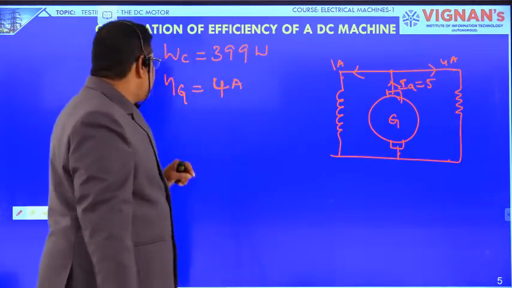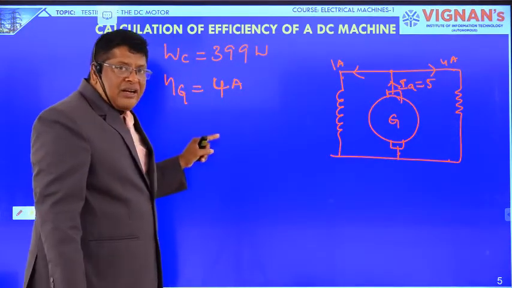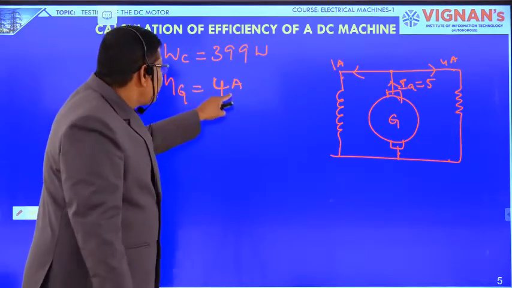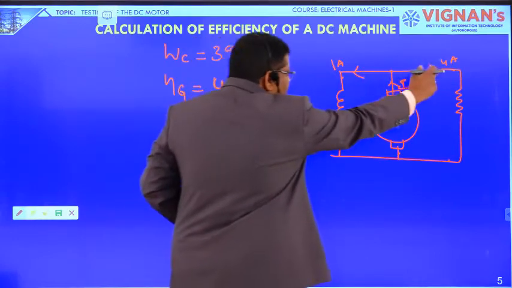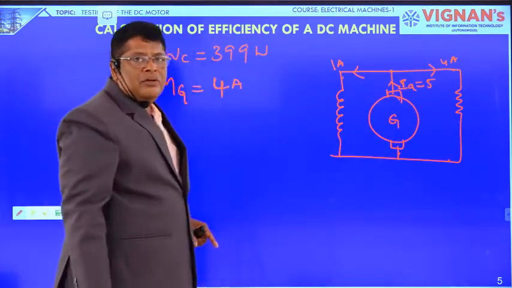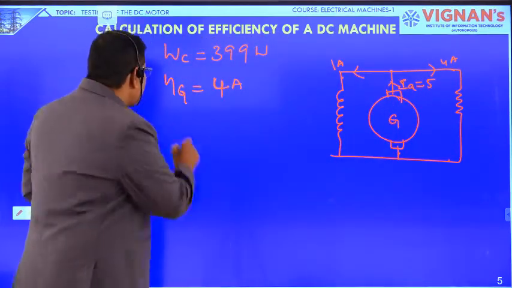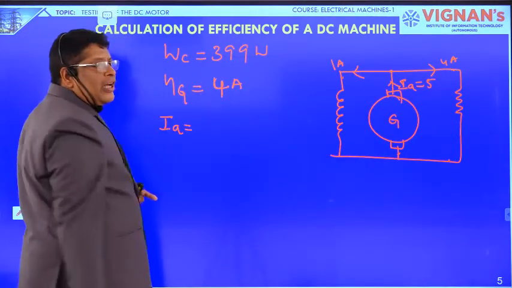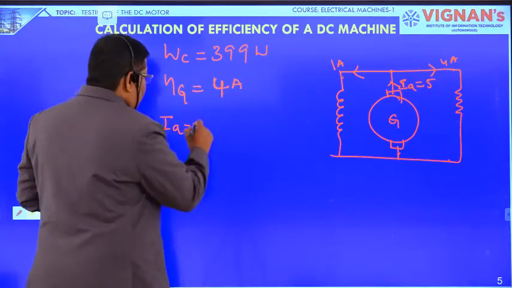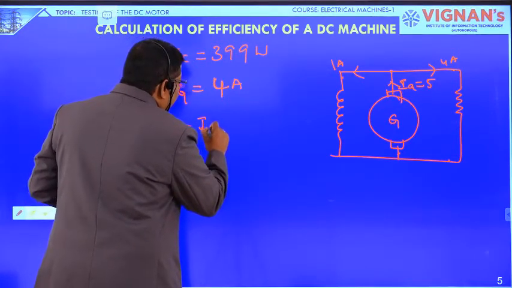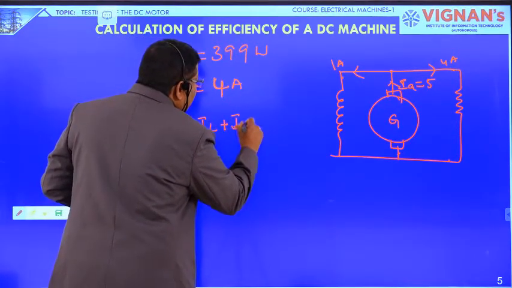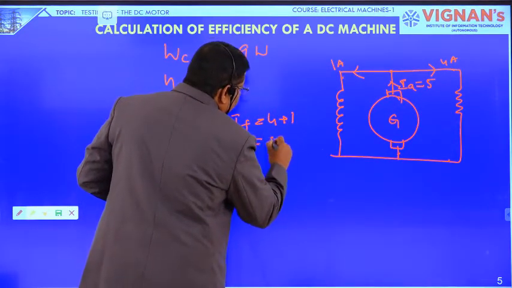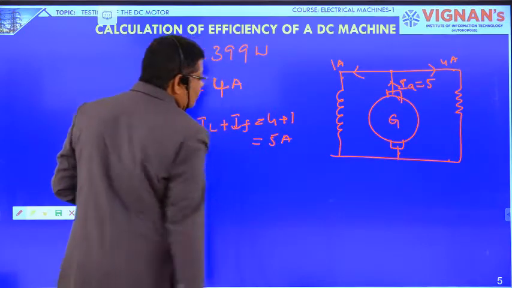Now, as a generator, if we want to find the efficiency, this current you have to take as the load current. Now the armature current is equal to the load current plus the field current, that is 4 plus 1, 5 amperes of current.